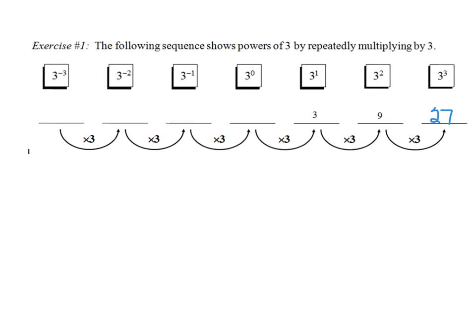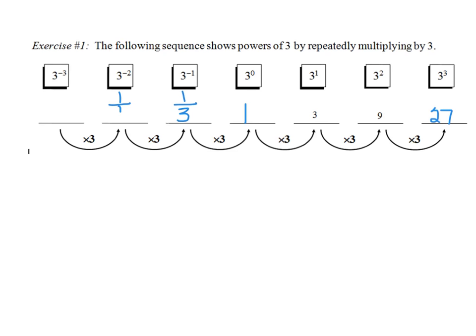Now if I go back to 3 to the 0, I know that anything to the 0 power is 1. But that also makes sense because the pattern shows that I needed a number that when I multiplied by 3, I got the result of 3. Now go back the other direction and think of it the same way. I need a number, 3 to the negative 1, so that when I multiply by 3, I'm getting an answer of 1. This, of course, is going to be 1/3, and that's what 3 to the negative 1 is equivalent to. Go back one more step.